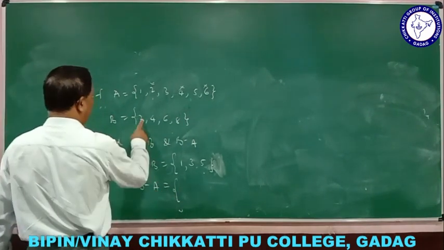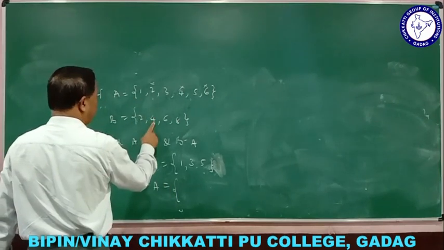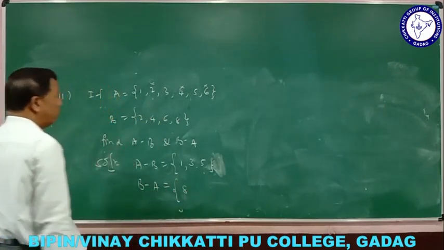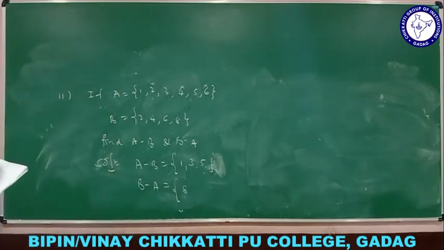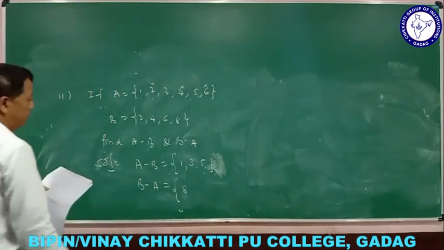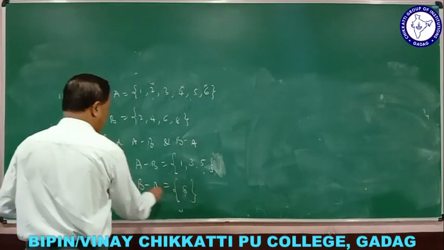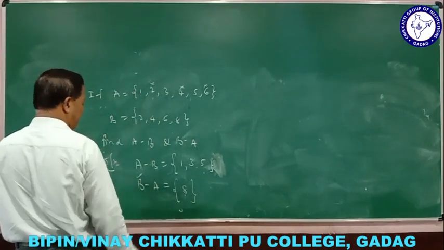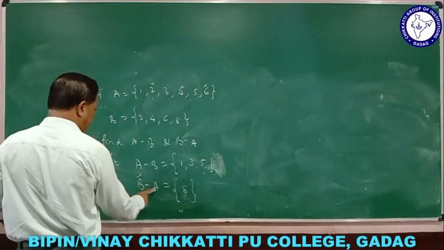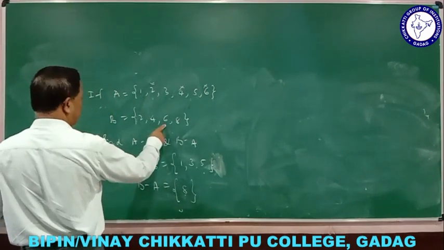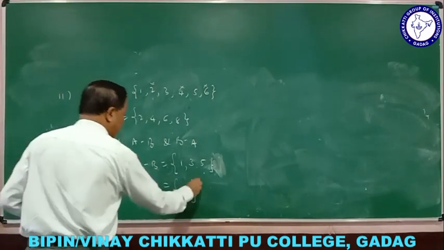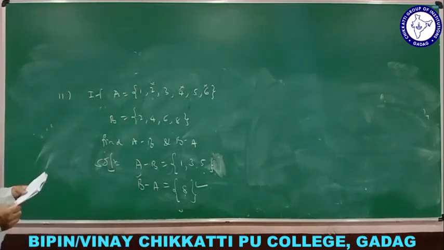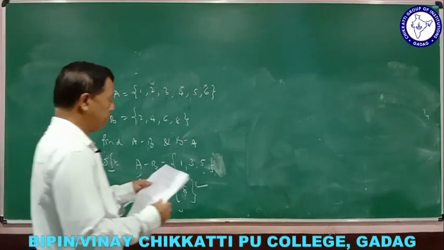Which are in B? 2, A is not there. 4 is there, and 6 is there. Only what you have to write: look, only 2, 4, 6 are there. What is the element here? The only thing is 8. 8 is the only element in B which is not in A. So the elements which are in B, not in A. So 2, 4, 6 are in A, so 8 is not. So this is B minus A. And try to understand how we find the difference of two sets.